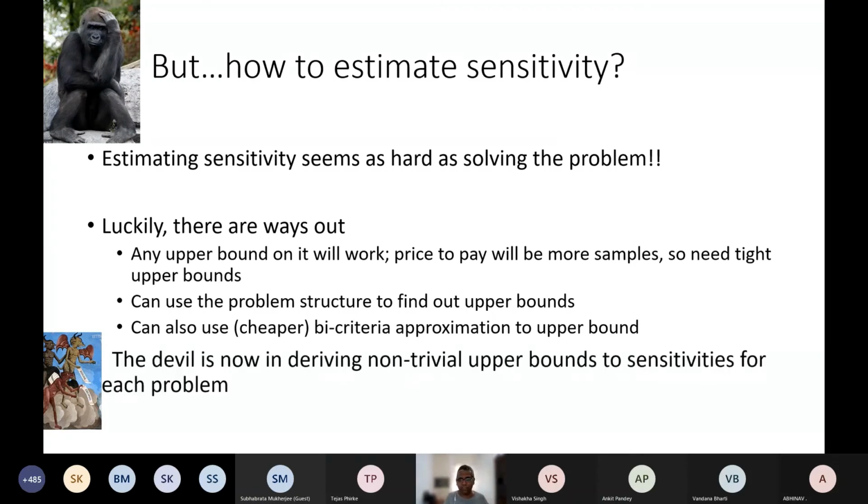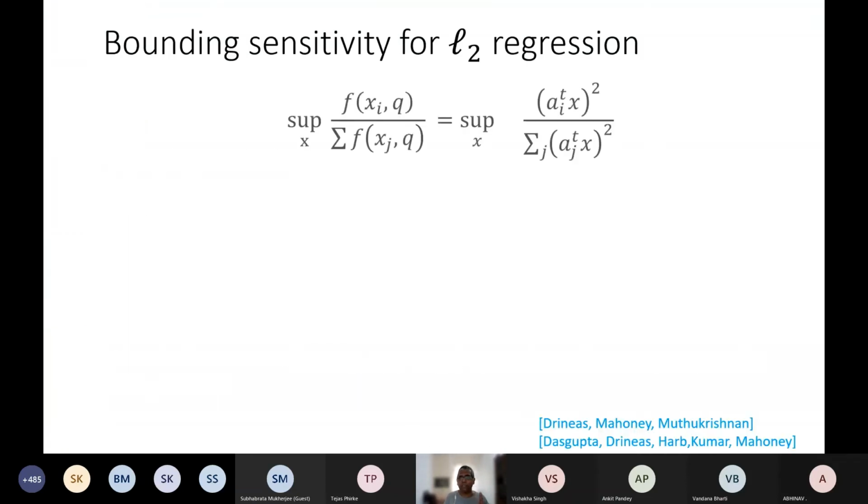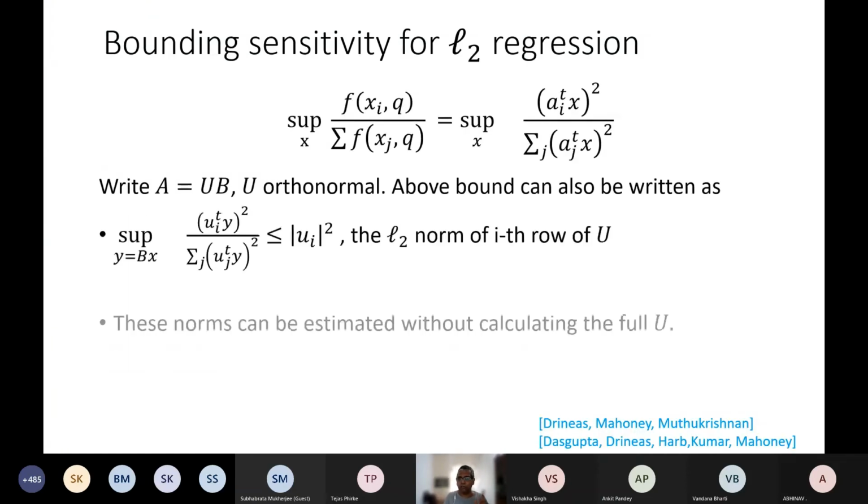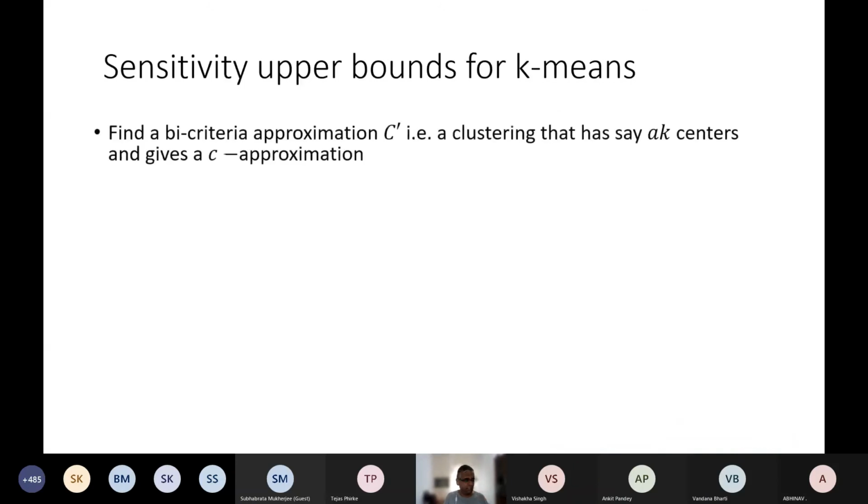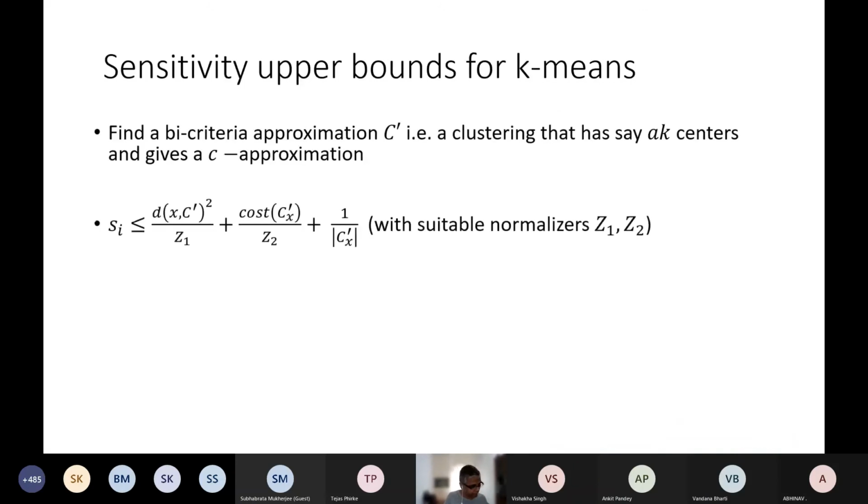That works. And this is known as getting a bi-criteria approximation. It's like saying that you get a bad approximation to k-means. Based on the bad approximation, I figure out how they perform. So let's not go into the details of it. Let me just show the k-means example.